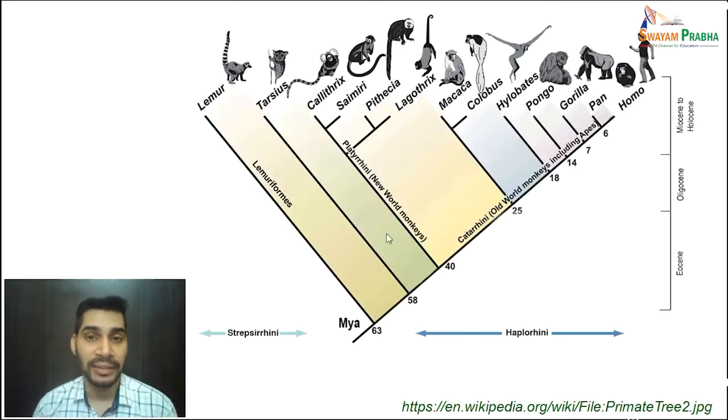If you see this phylogenetic relationship here, the whole group has been divided into Strepsirrhines and haplorrhines. In Strepsirrhines, there are lemurs, which you can see here, and in haplorrhines, all these other group members are there. On this axis, you can also see the geological time scale, which represents their evolutionary history. And here you can see the humans, represented by their genus name Homo, and they come under the group haplorrhine.